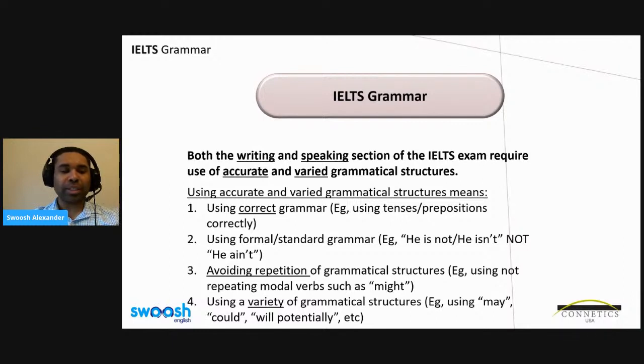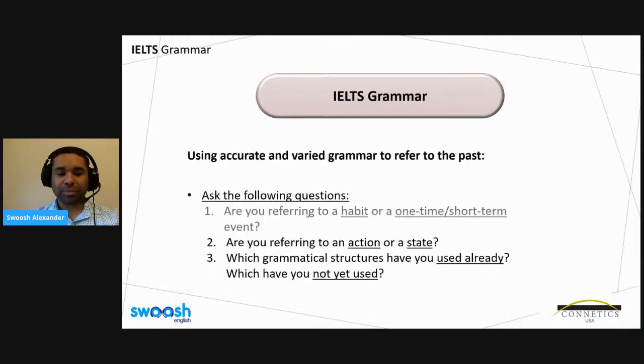So this is the context then for grammar within the IELTS test. So when we use accurate and varied grammar to refer specifically to the past, there are three questions that we want to ask ourselves. So we're writing about the past.